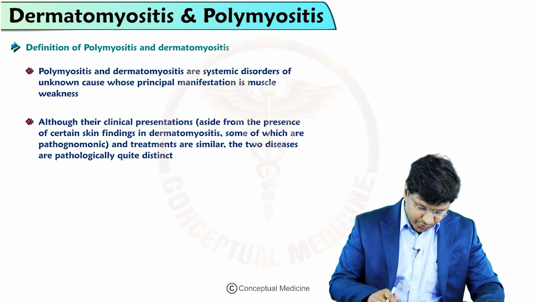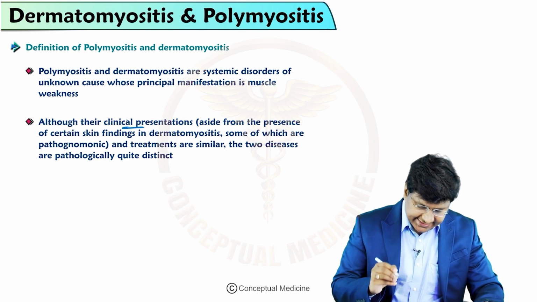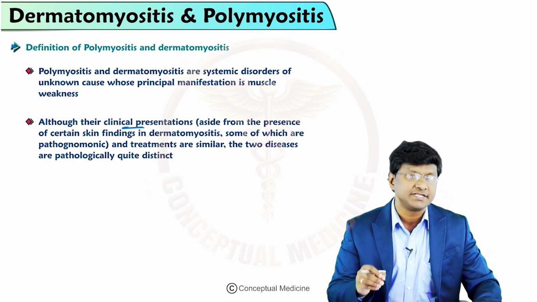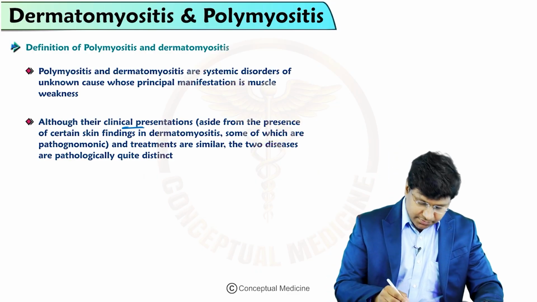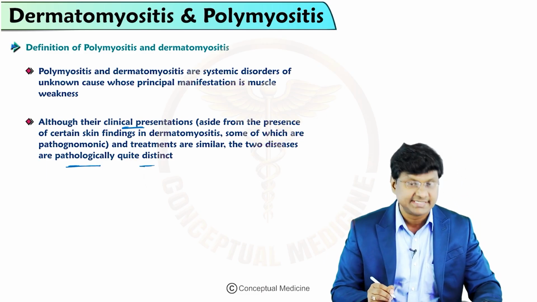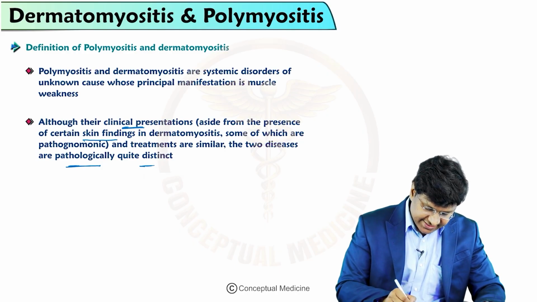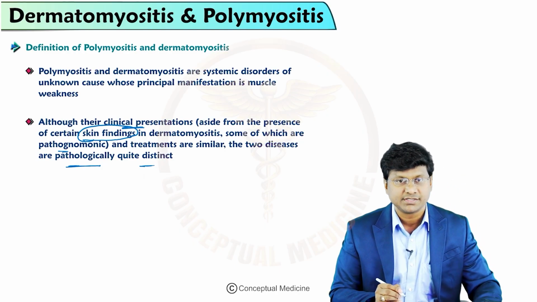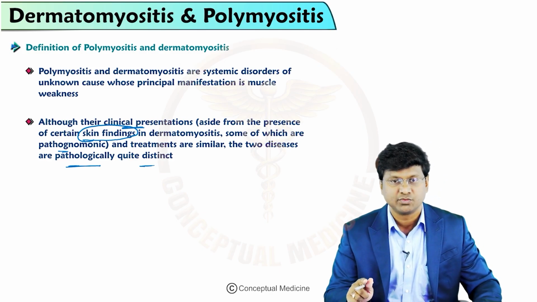Another important thing that you need to know is, although their clinical presentation and treatment are similar, the two diseases pathologically are quite distinct. See, in dermatomyositis, you have the skin findings, which are pathognomonic of dermatomyositis. But in case of polymyositis, there is no skin involvement.